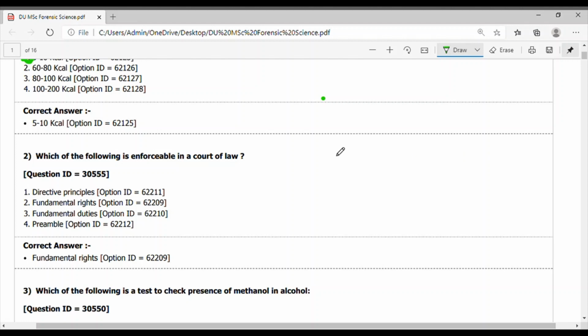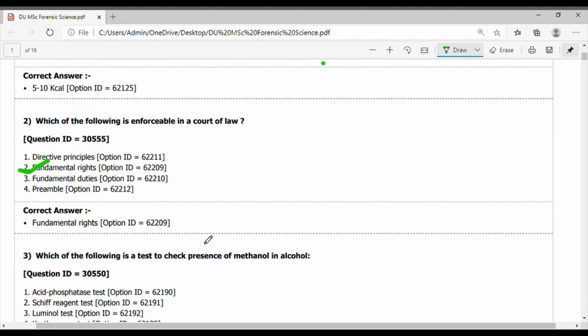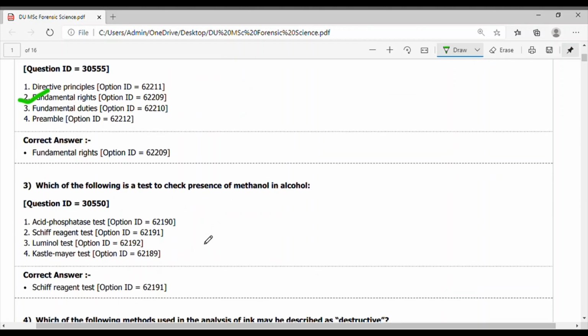Then the question comes, which of the following is enforceable in a court of law? And the only answer here is the fundamental rights. Fundamental rights are those rights which can be enforced in a court of law. Then the third question here is, which of the following is a test to check the presence of methanol in alcohol? And this can only be done with the help of the Schiff's reagent test.